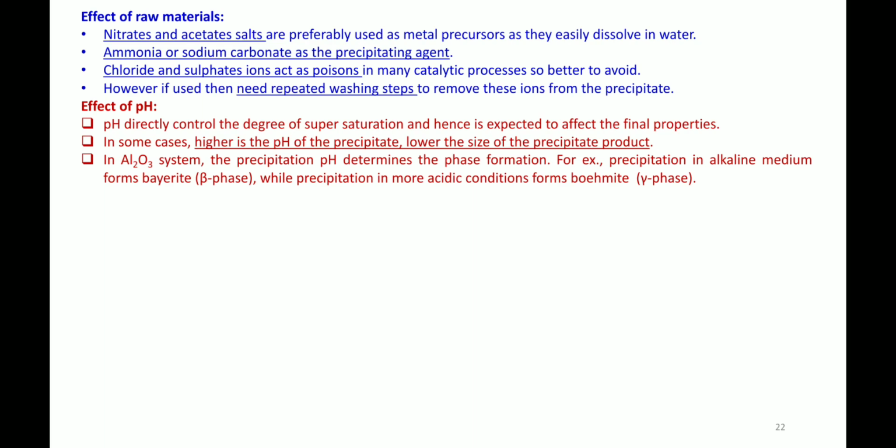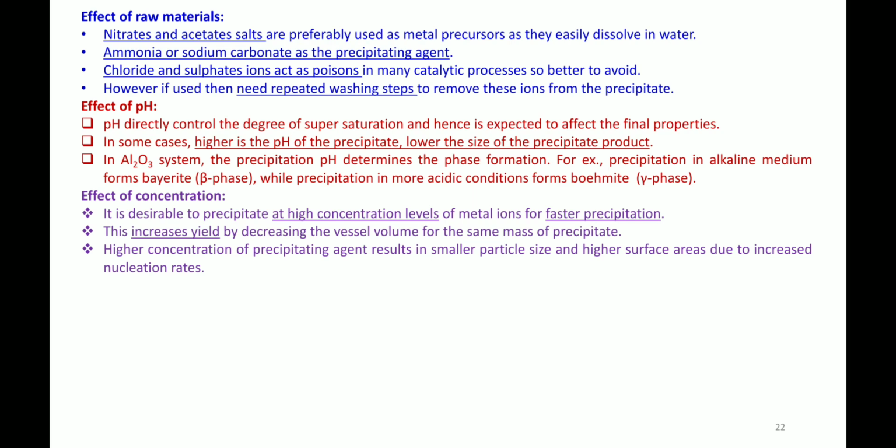Okay, so if you want your material in the beta phase, then you have to take care of that particular pH value. If you want it in the gamma phase, then you can change the pH accordingly so that your final product will be in the gamma phase. So you can realize that the pH is able to control the size of the material as well as the phase formation of the final product.